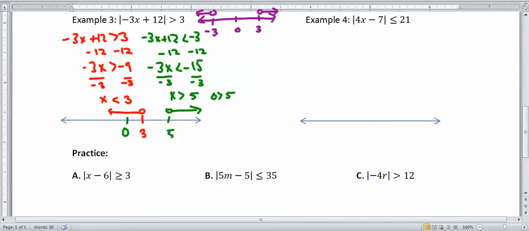Alright. So the last example I want you to try on your own, and then I will show you how to do it. So pause the video real quick, try that one, and then we'll go through it.